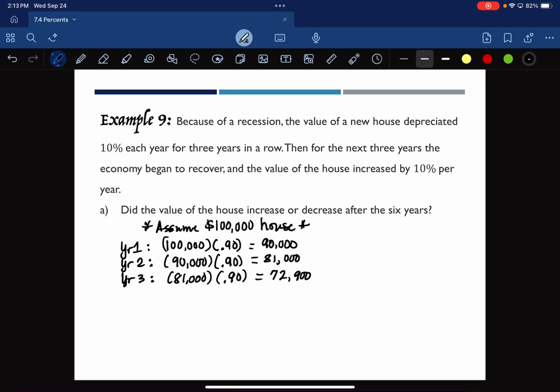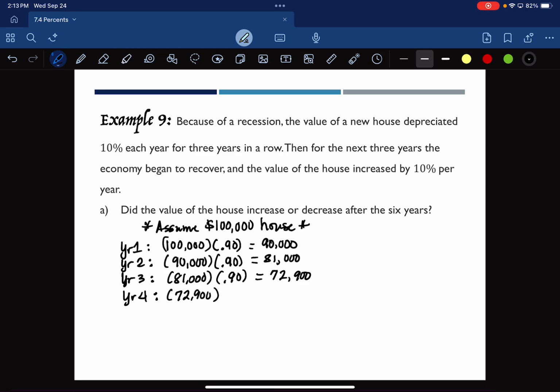72,900. Okay, pretty good so far. After year 3, according to what we've been given, the values are starting to rebound. They're coming back up, and now they're going up by 10%. So in year 4, we're starting with $72,900, and it's going up 10%.